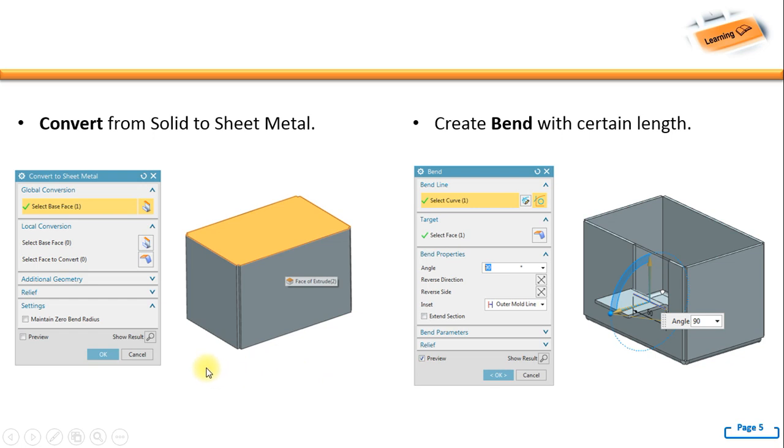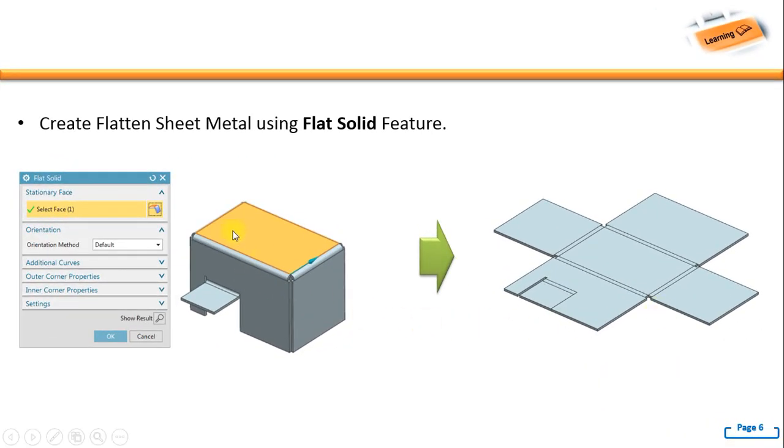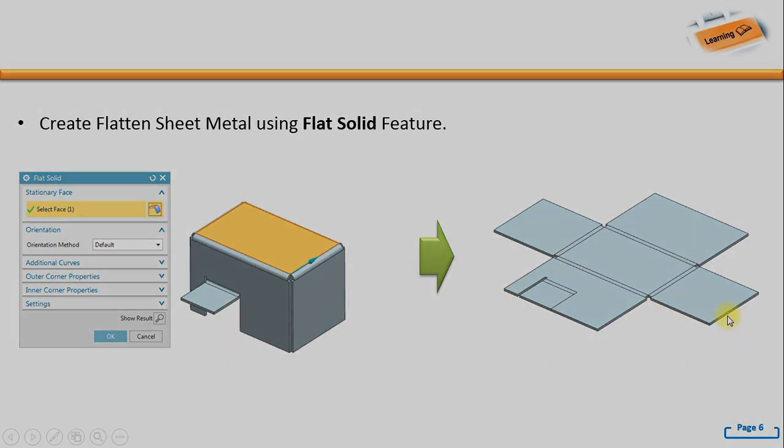And then after all the rips are created, next we convert from solid to sheet metal. We select this one as a base face. Next we create a bend from the previous rip edges. In here we create a bend with a distance along of 50 millimeters. And then finally, after we finish all of this, we create a flattened sheet metal using the flat solid feature.